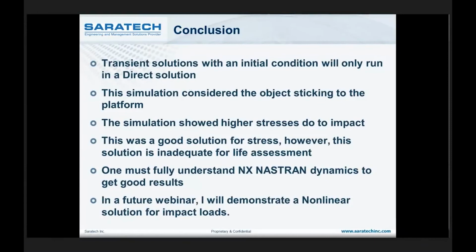And here's our conclusion. Okay, so the transient solution with initial conditions will only run in a direct solution. I didn't tell you that, but when you do initial conditions, you can only use direct solution. You can't use the modal solution. Modal allows you to significantly reduce the degrees of freedom going into the solution. Because you're using direct, you can't reduce it. Probably could reduce it with Gaussian reduction. That's a very complicated thing to do, and I wouldn't recommend it. So you really need to watch your degrees of freedom, because you'll only be allowed to use direct solution.